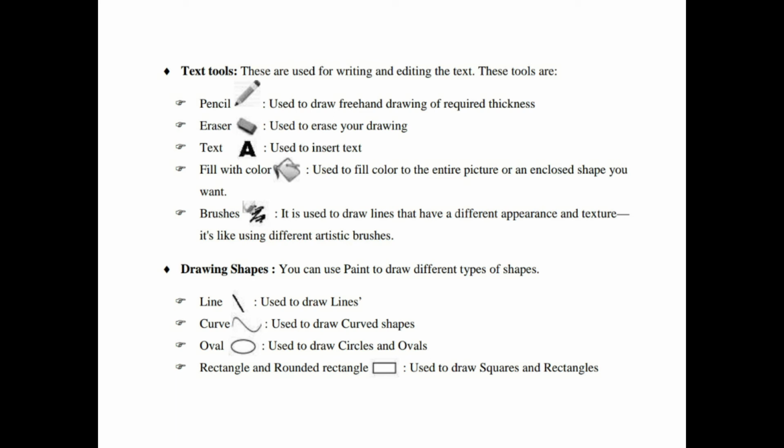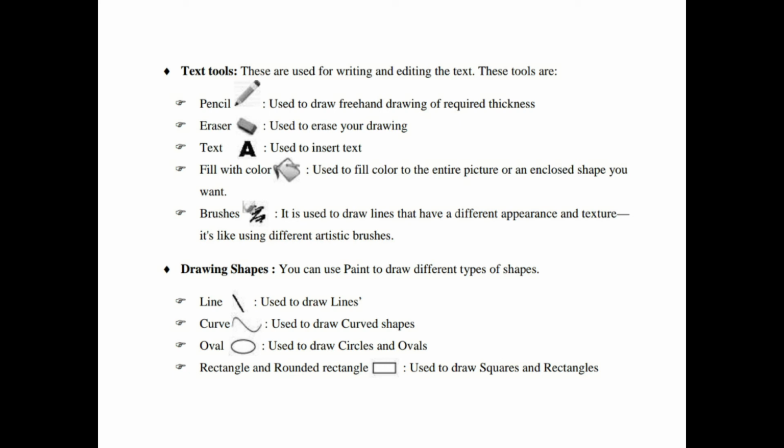Next one, eraser. Commonly we use an eraser to erase unwanted things. Similarly, after drawing a picture, to erase some unwanted things, we use the eraser tool. It looks like this. Third one, text tool. The text tool is used to insert text into the picture. Suppose after drawing a picture you want to give a name to the picture, you have to write the name in. So to write the name, the text tool is used.